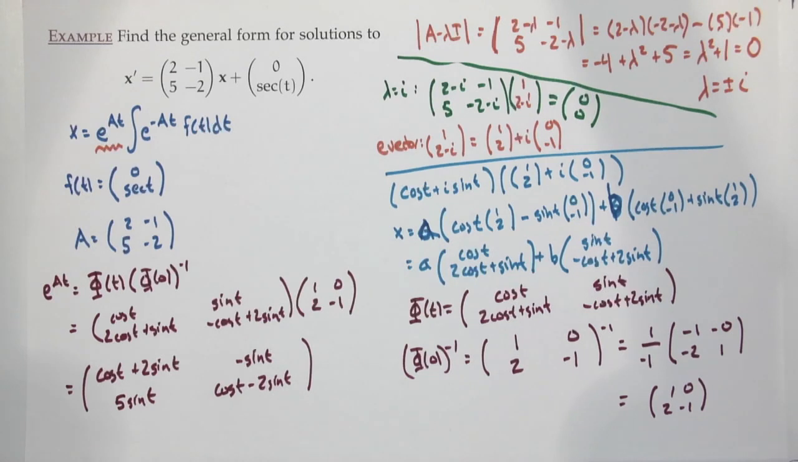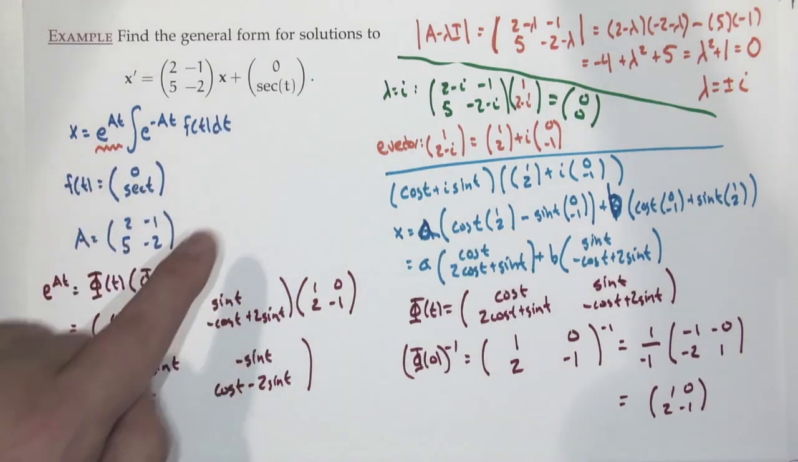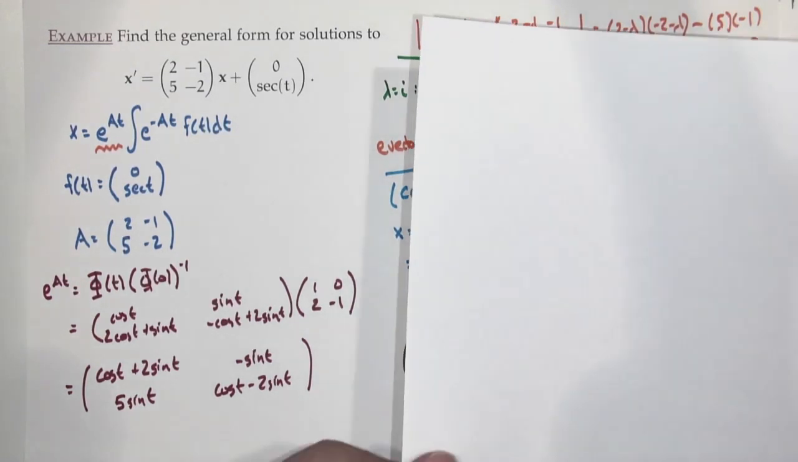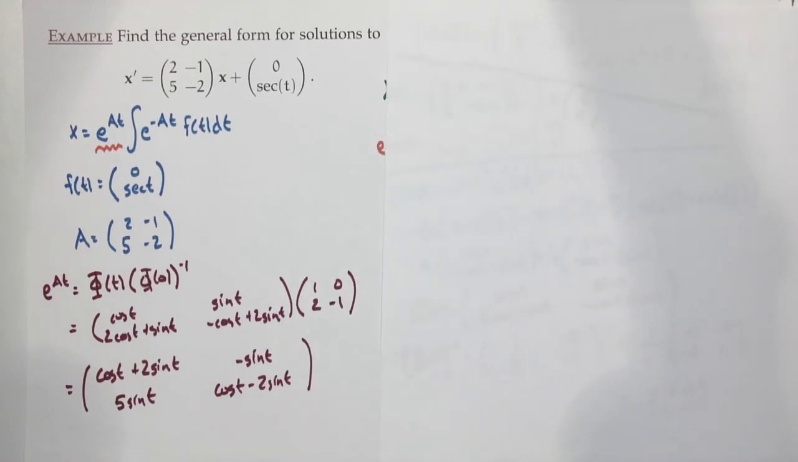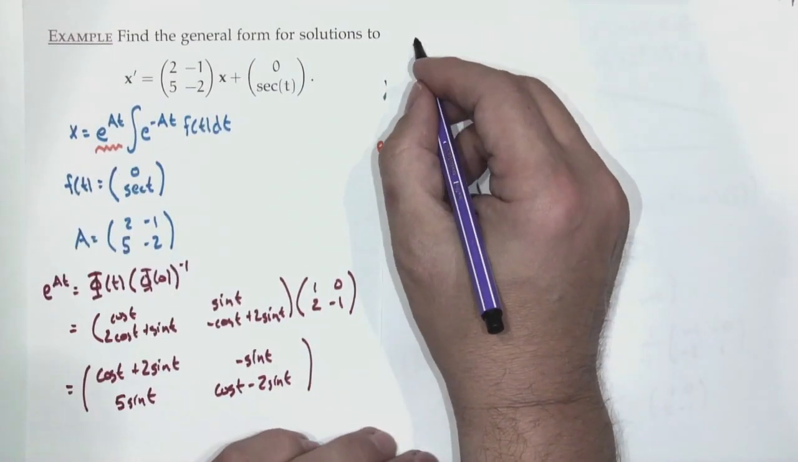Are we done? No, we found that piece. We still have to do all that. Okay, so don't worry, we have more paper. I know you were worried about that. Okay, let's talk about e to the minus At, because that's something else we're going to need.